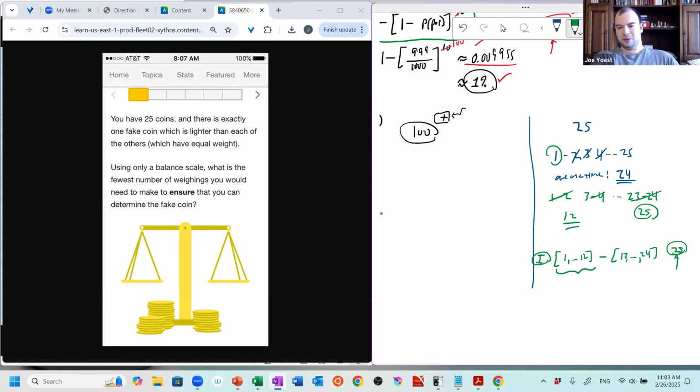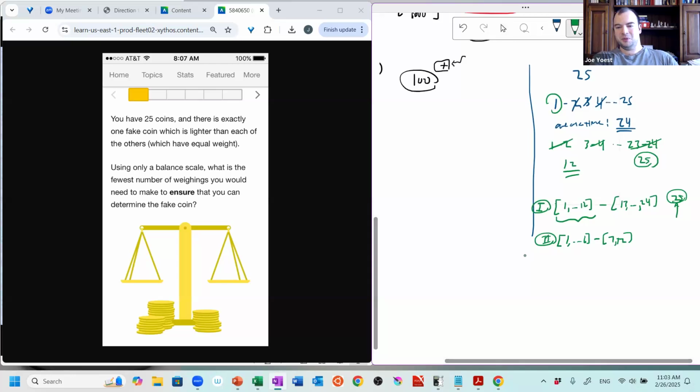And I could do the same thing with 1 through 12. I could do 1 through 6, weighed against 7 through 12. That's a second weighing. And maybe let's just say we determine that 1 through 6 contains the fake coin. I could do 1 through 3 weighed against 4 through 6. That's a third weighing. And maybe let's say we determine that 1 through 3 has the fake coin.